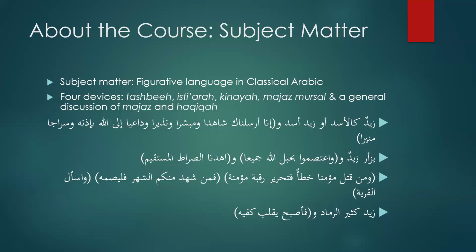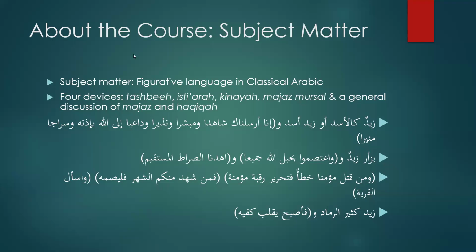So Zaydun kal asad, Zayd is like a lion, would be considered a simile in English, whereas Zayd is a lion would be considered a metaphor in English. In English, the difference between a simile and a metaphor is based on whether the adatu tashbih, the thing that is comparing two things to each other, is mentioned. So a comparison, would it be just better to say comparison?